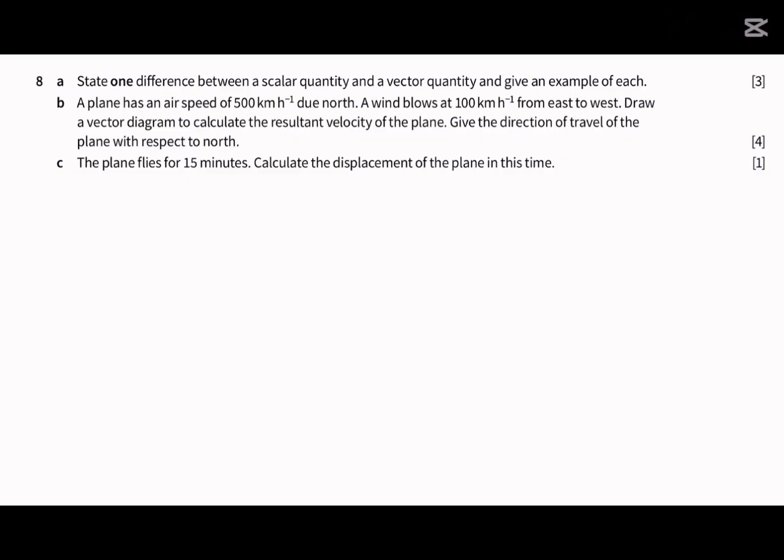So, number 8. State one difference between a scalar quantity and a vector quantity and give one example of each. A scalar quantity is a quantity that only has magnitude. A vector quantity has both direction and magnitude at the same time.